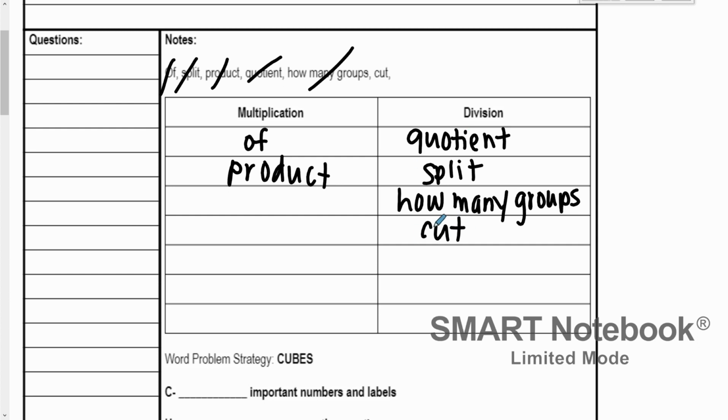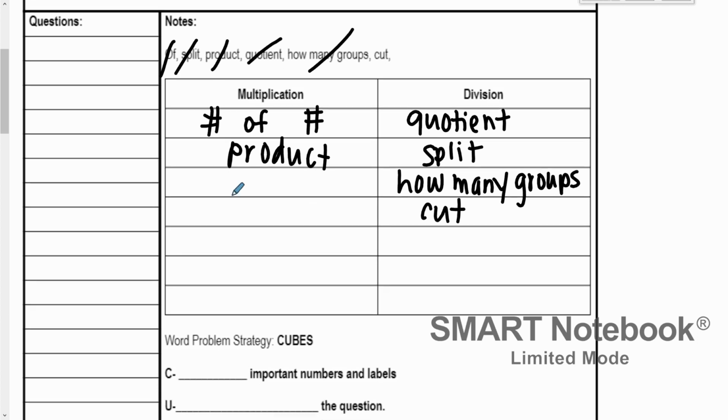Now these do not always work. Every time you see the word of is not always going to mean multiplication. It's when you have like a number of another number or 1/2 of them and they're talking about the students in Miss Lakin's class. It'd be half of whatever 30 or whatever it is. Okay, so a number of another number.